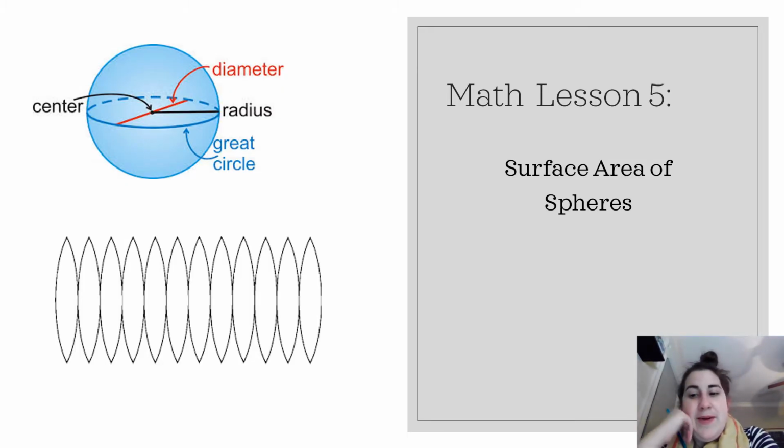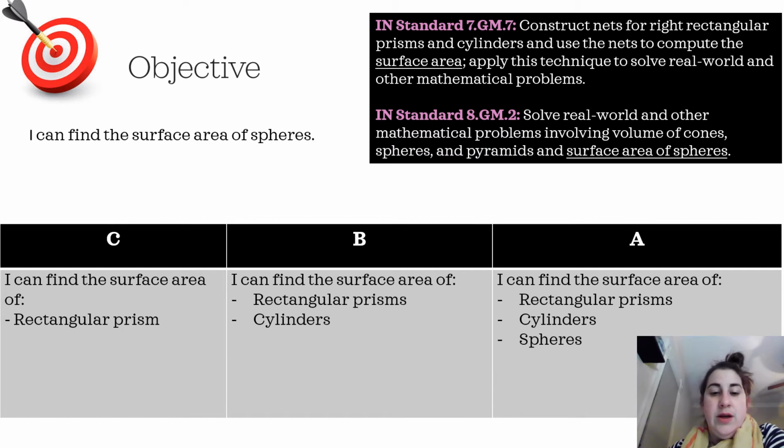So today we are talking about the surface area of spheres. If we were to unravel a sphere, how much area would we put on the circle? It's actually quite easy, and I would say this is easier than surface area of a cylinder, so this one shouldn't take you as long. Your objective is, I can find the surface area of spheres. So we're finally talking about spheres right here.